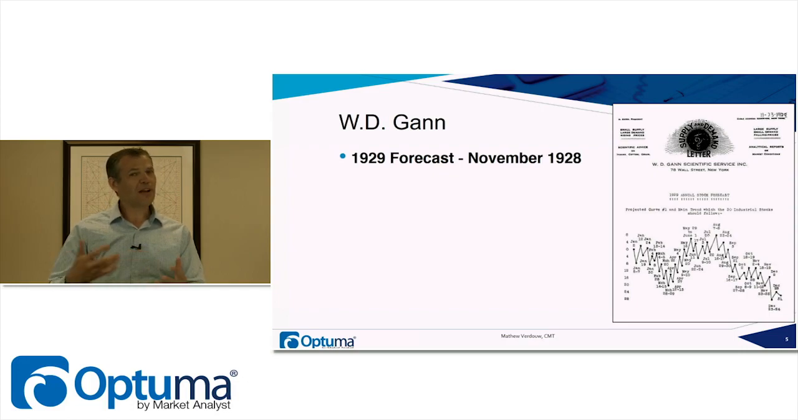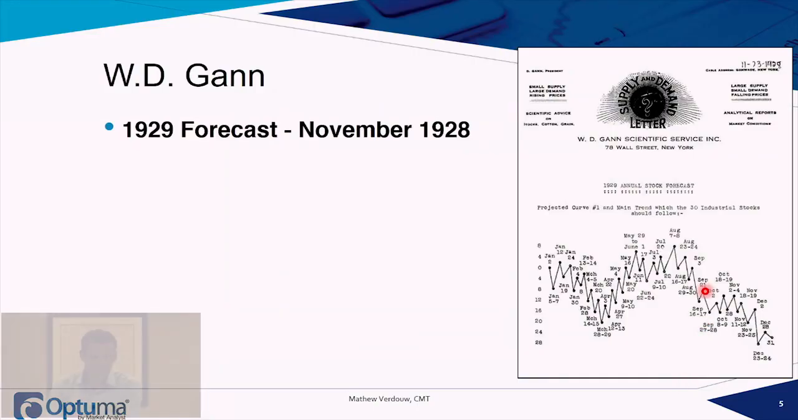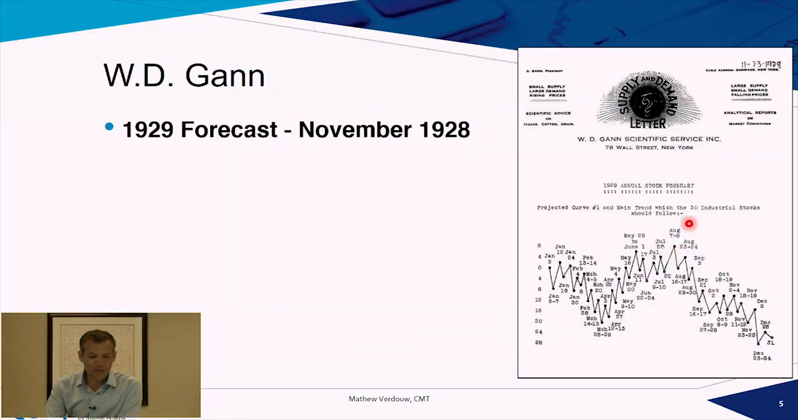Again, I'm just setting the stage of who this guy was. This was in November 1928. He came up with this letter, his supply and demand letter to his clients. You may not be able to see this on the screen, but he has a top here. He's basically calling the top in August of 29. Now we know that it was on September the 3rd, so he's out by a month.